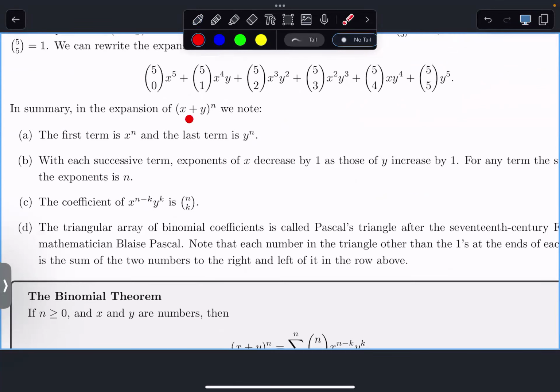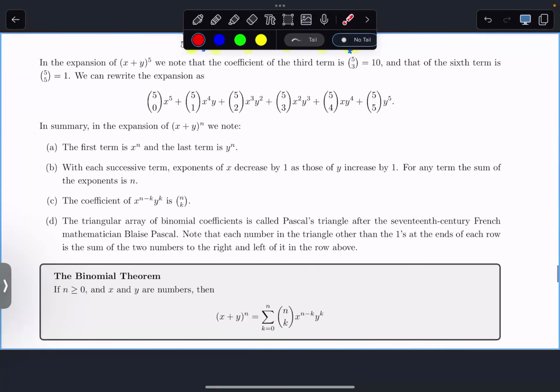So the expansion of x plus y to the n is going to look like this. The first term is x to the power of n, so we start with x at the highest power. And the last term is everything shifted over to the y's, y to the power of n. With each successive term, exponents of x decrease by 1 and give it to the exponents of y. And for any term, the sum of the exponents is n.